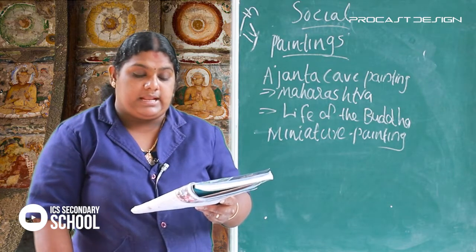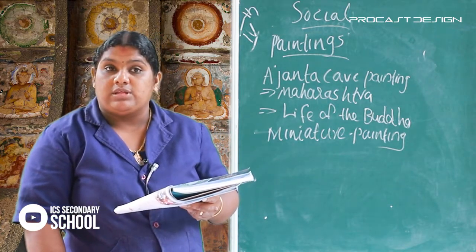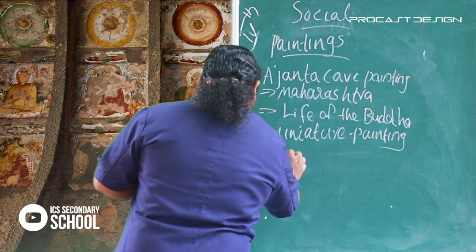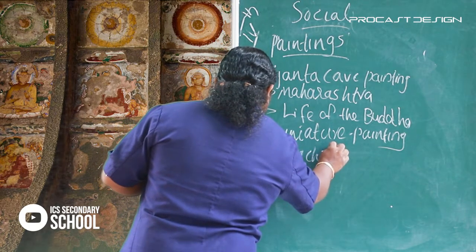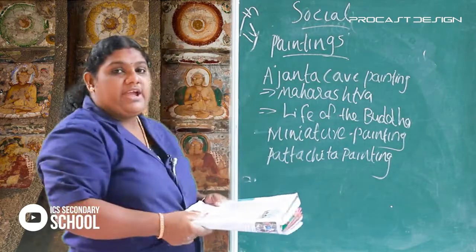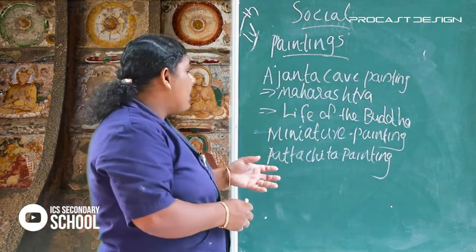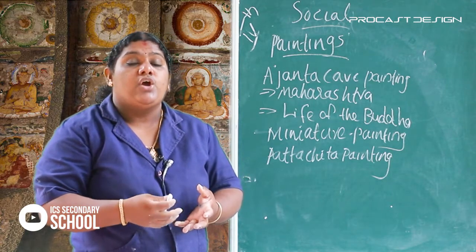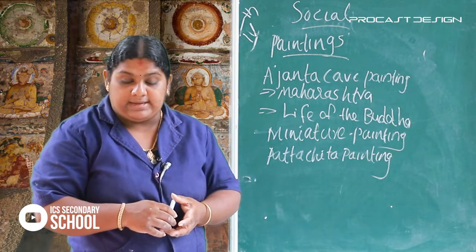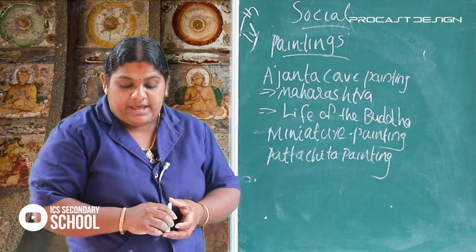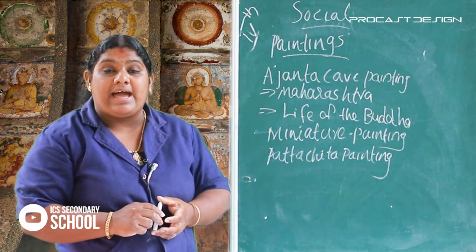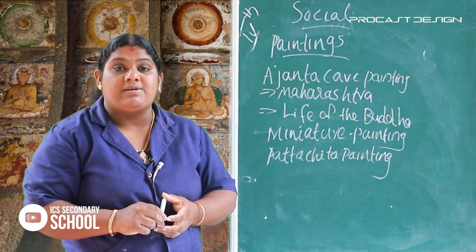Another important painting style is Padachitra, one of the famous painting styles from Odisha. There are two important styles of paintings, the miniature painting style and the Padachitra painting style. Miniature painting enriched our knowledge of earlier times. The Padachitra painting style comes from Odisha and uses vegetable dyes.